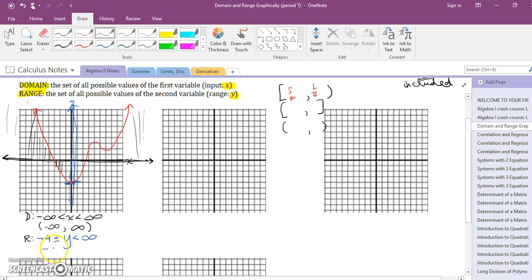For the range, the smallest number that y can be is -4. I'm putting a bracket by it because I can include it. Then I put a comma. Then I put infinity with a parentheses because I can't include infinity. It's the largest that it can be. So now what we're going to do is try another one.